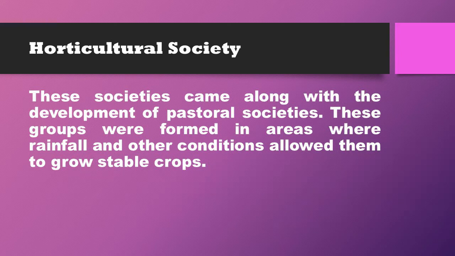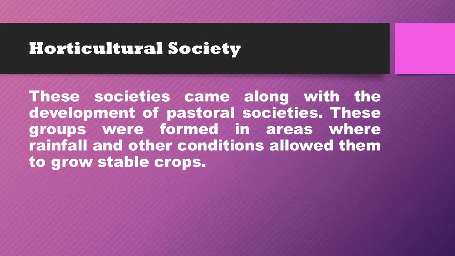So horticultural societies formed in areas where rainfall and other conditions allowed them to grow stable crops. So this type of society developed in places where there is the needed amount of rainfall for them to cultivate their crops.